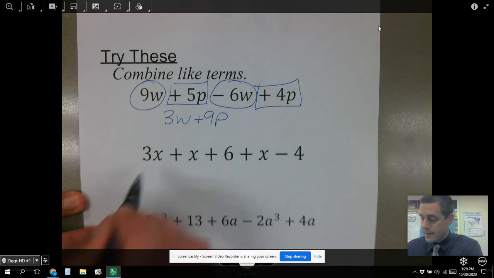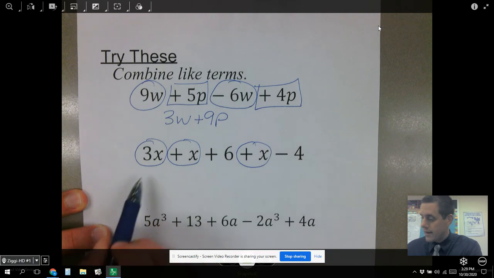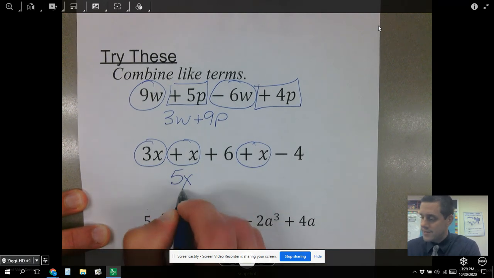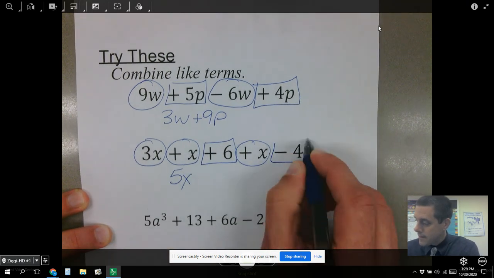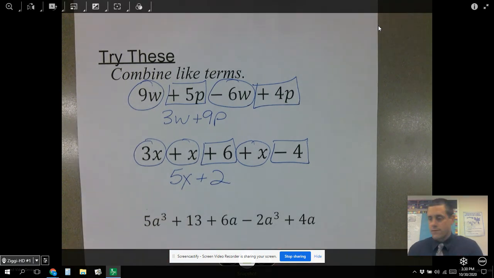Number 2, combining x terms first. 3x plus 1x plus another x. 3x plus 1x plus 1x, that is a total of 5x. And now I can combine my constant terms. Positive 6 minus 4 leaves me with positive 2. 5x plus 2 is the answer for that expression.